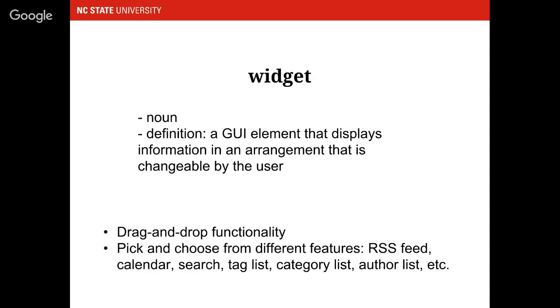In WordPress world, you might also sometimes hear the word widget. So a widget is a little content block, a little element that displays information in an arrangement that's going to be changeable by you, but often you're going to find them in a sidebar or in the footer of your website or something like that.